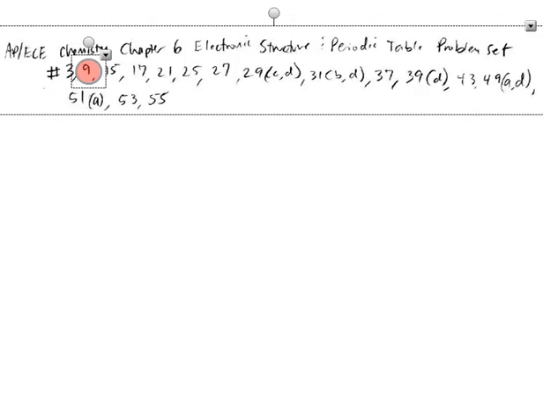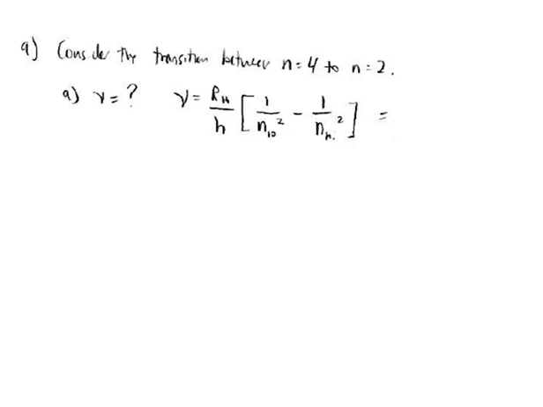Let's take a look at problem 9. You're considering a transition, assumedly of hydrogen, between energy level n equals 4 and n equals 2. You were asked to find the frequency of this.